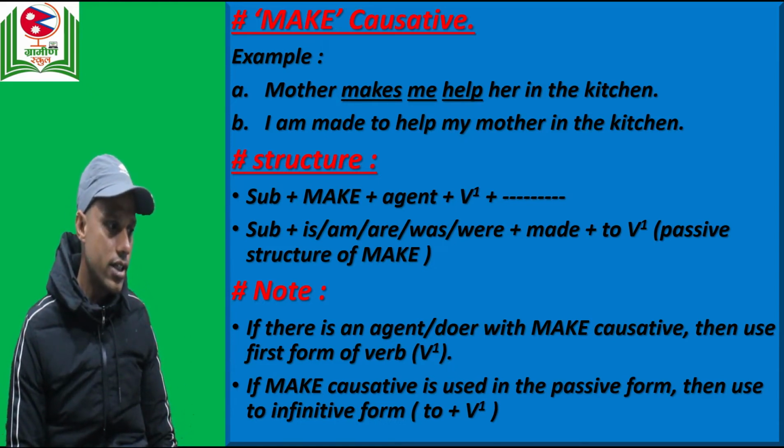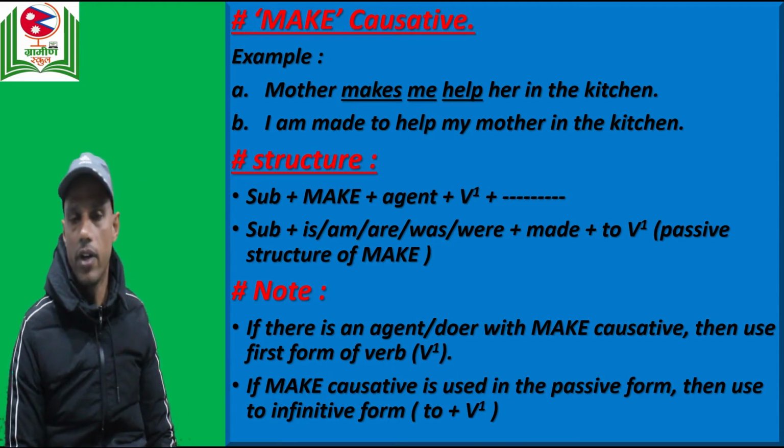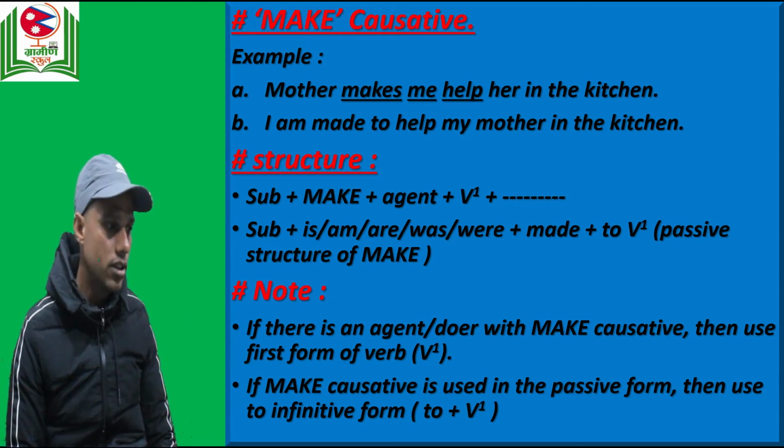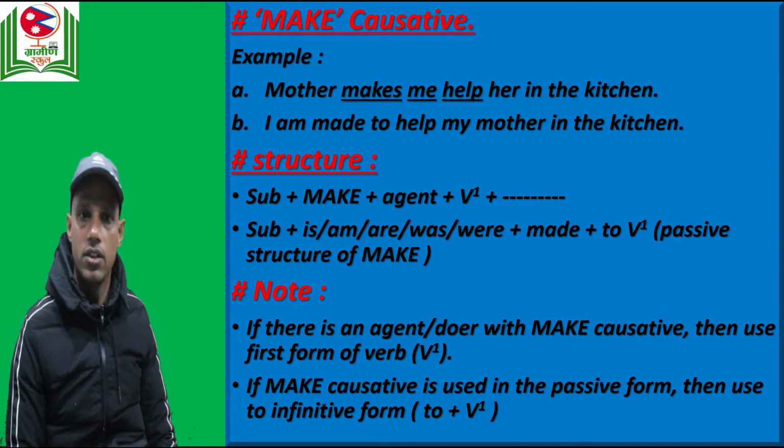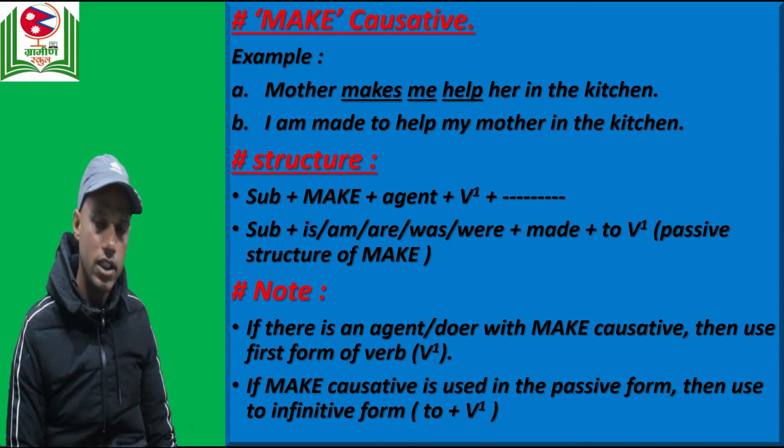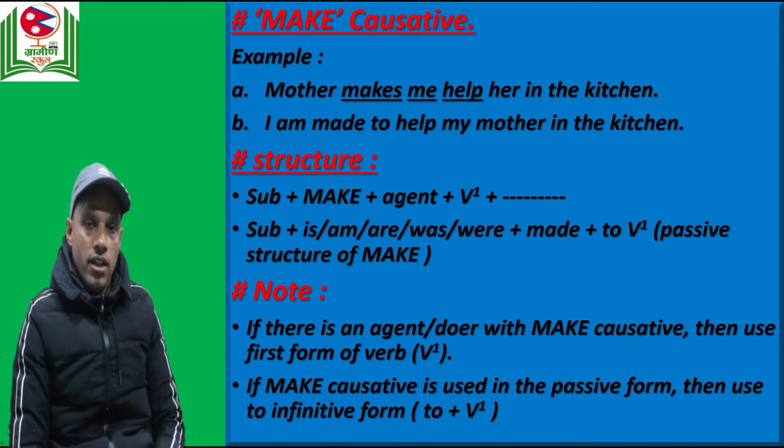So in the second example, we have the passive form of make causative, for example, is, am, are, was, were plus made, right? For example, here, I am made. Yes, it is in passive form. So when we have make causative in passive form, then we should use to verb 1 form. Yes, to help. I am made to help my mother in the kitchen, right?